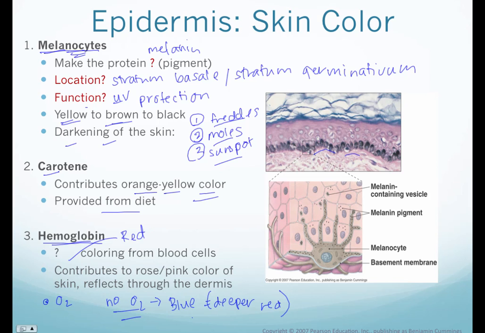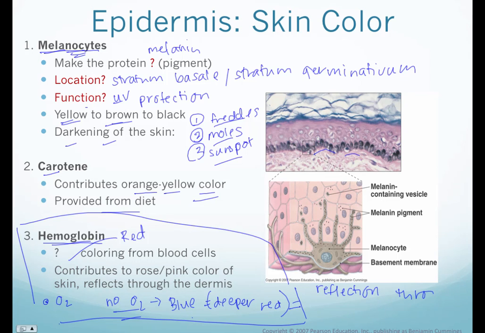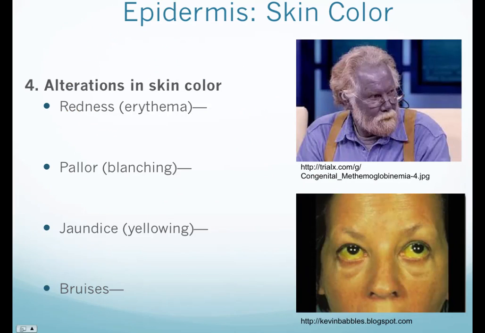And so once again, is this coloration a result of your epidermis or underlying tissues? Good, it's not from your epidermis. This hemoglobin is actually a reflection through the dermis, and that's because our dermis has all of those vessels for our blood supply.